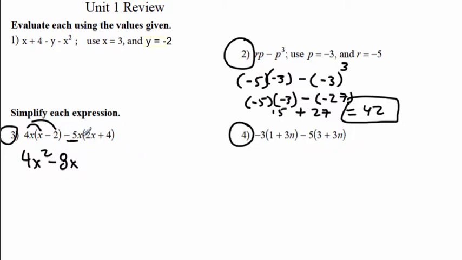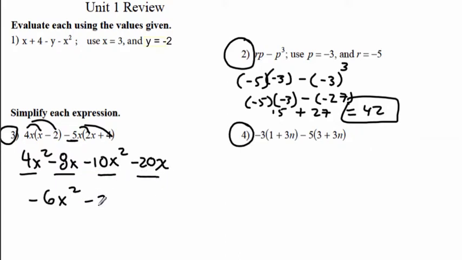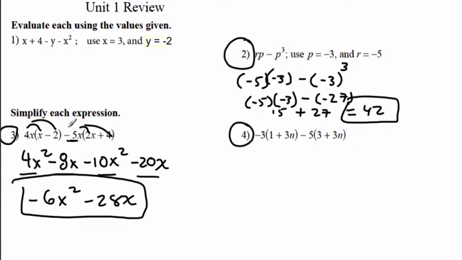So negative 5x times 2x. You have negative 5 times 2, which is negative 10, and x times x is x squared. And then we have negative 5x times 4 will give us negative 20x. And now it's combine like terms. So the 4 minus 10x squared will give you a negative 6x squared. And we have a negative 8 minus 20. That should be negative 28x. Okay, I did that problem because of the squareds in it.